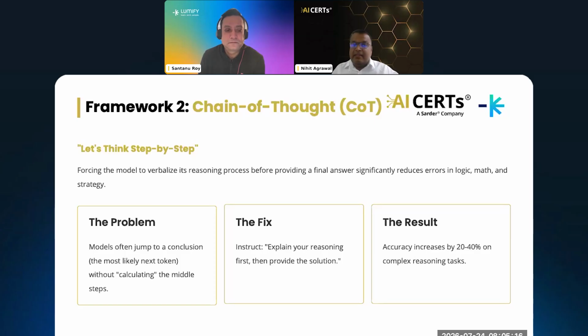And there are three important components to it. The first is the problem, as we have discussed. We need to ensure that the model goes through the intermediate steps without jumping to the output. Okay, so the model needs to verify. Second is the fix. We instruct the model to explain the reasoning. Next is the result. When AI explains its steps before answering, it becomes 20 to 40% more accurate on difficult problems because it is forced to think clearly, avoid shortcuts, and even avoid wrong assumptions.